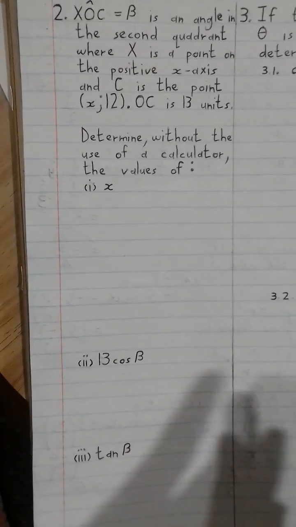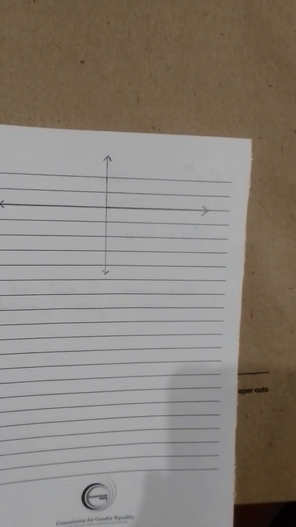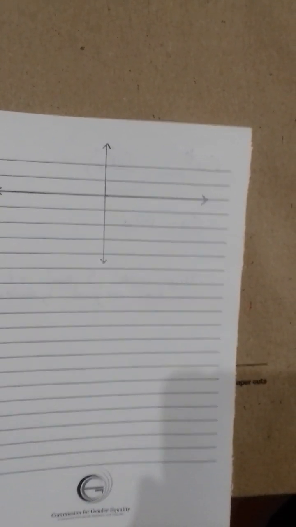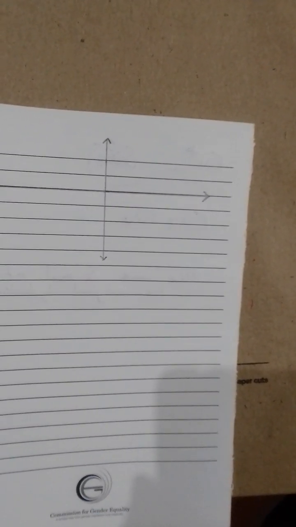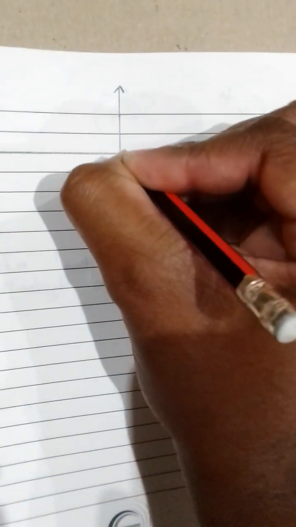So we need to make a drawing so that we can understand. So let's read again. Angle XOC is equal to beta. It's an angle in the second quadrant where X is a point on the positive x-axis. So let's put X somewhere here. And here's O, which is the origin, right? And C is the point (x, 12).